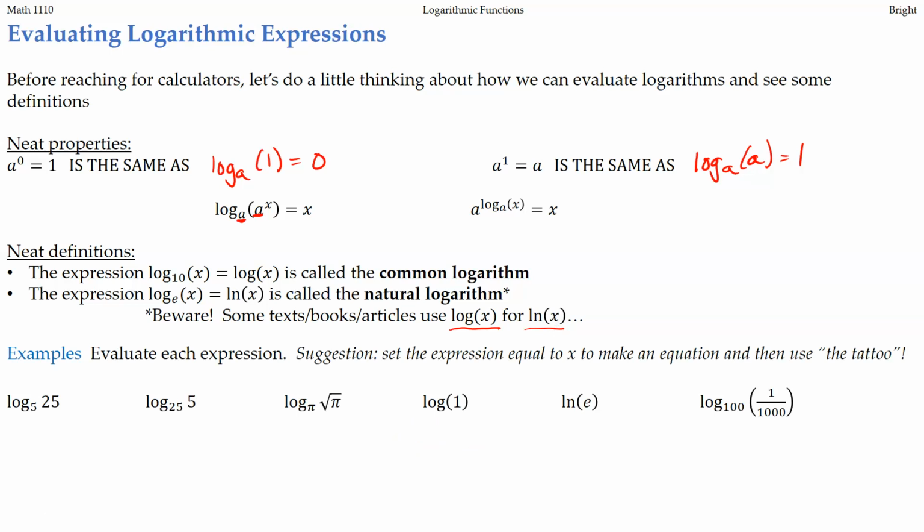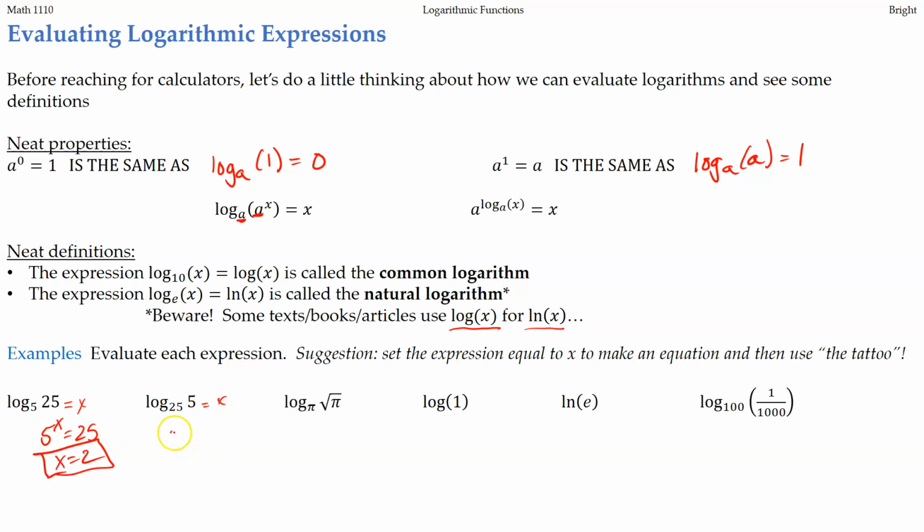Now we want to use these properties, or at least what we can use from these, to evaluate each of these expressions. Here's my suggestion: set it equal to x. You can always define this as a number x, and then you're just going to find the value of x, but this allows you to use the tattoo, or the circle method. 5 to the x is equal to 25, and now you look at it for 2 seconds and you say x is 2.